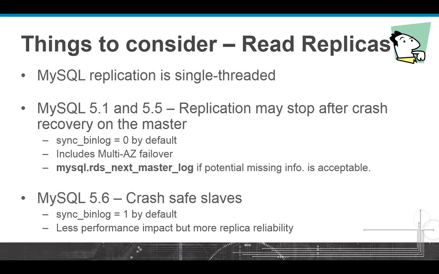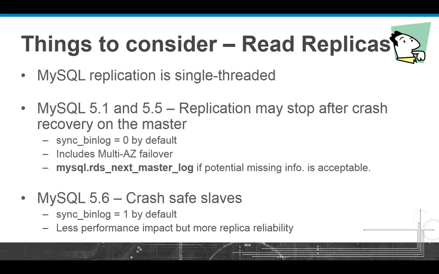So it's possible to skip the transaction that is running into issues, using the stored procedure here, RDS next master log. However, this could entail you losing some data on the read replicas. If that is acceptable, that is one way of skipping through the errored transactions and proceed further.